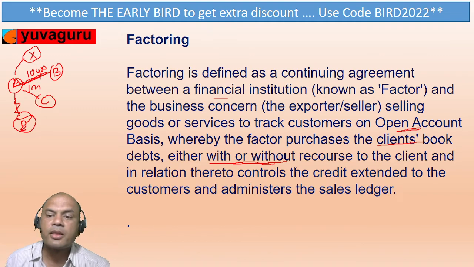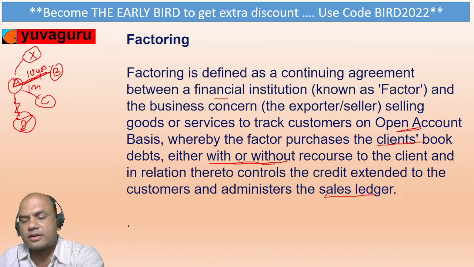Okay, let's move on. Without recourse to the client and in relation thereto controls the credit extended to the customer and administers the sales ledger. The sales ledger is administered over here. The sales ledger is checked by this X bank. Okay, now we'll see the two-factor theory.